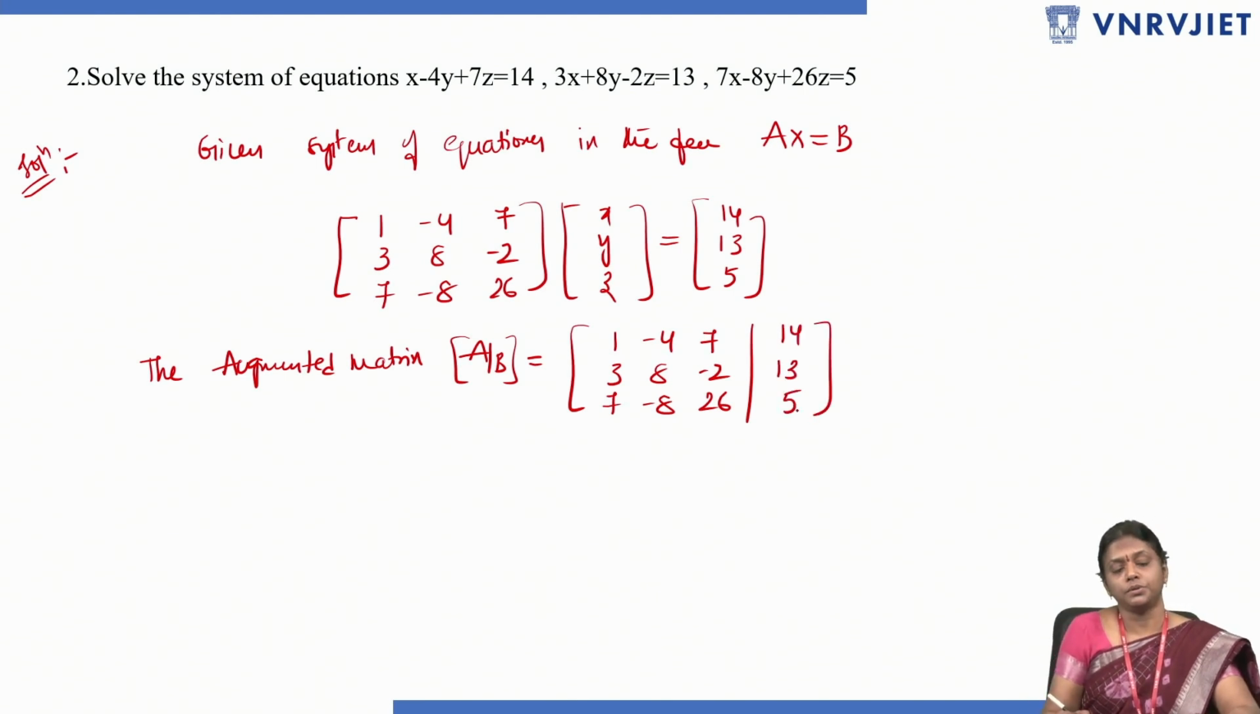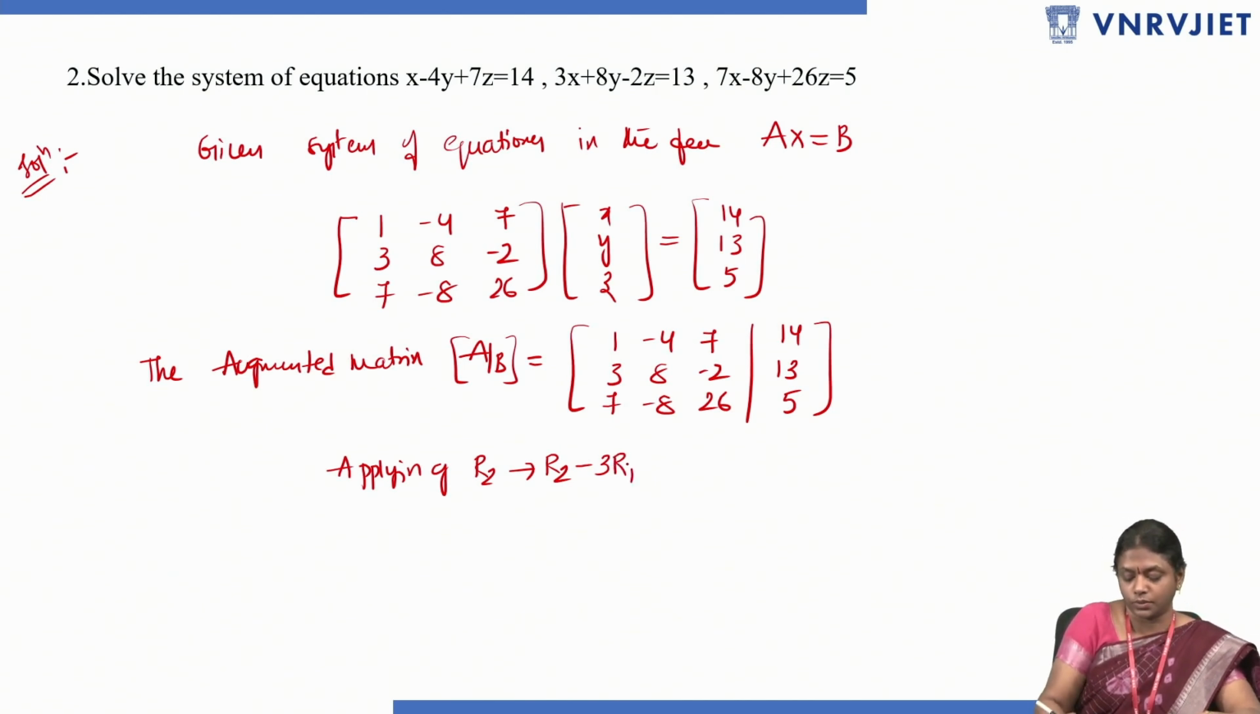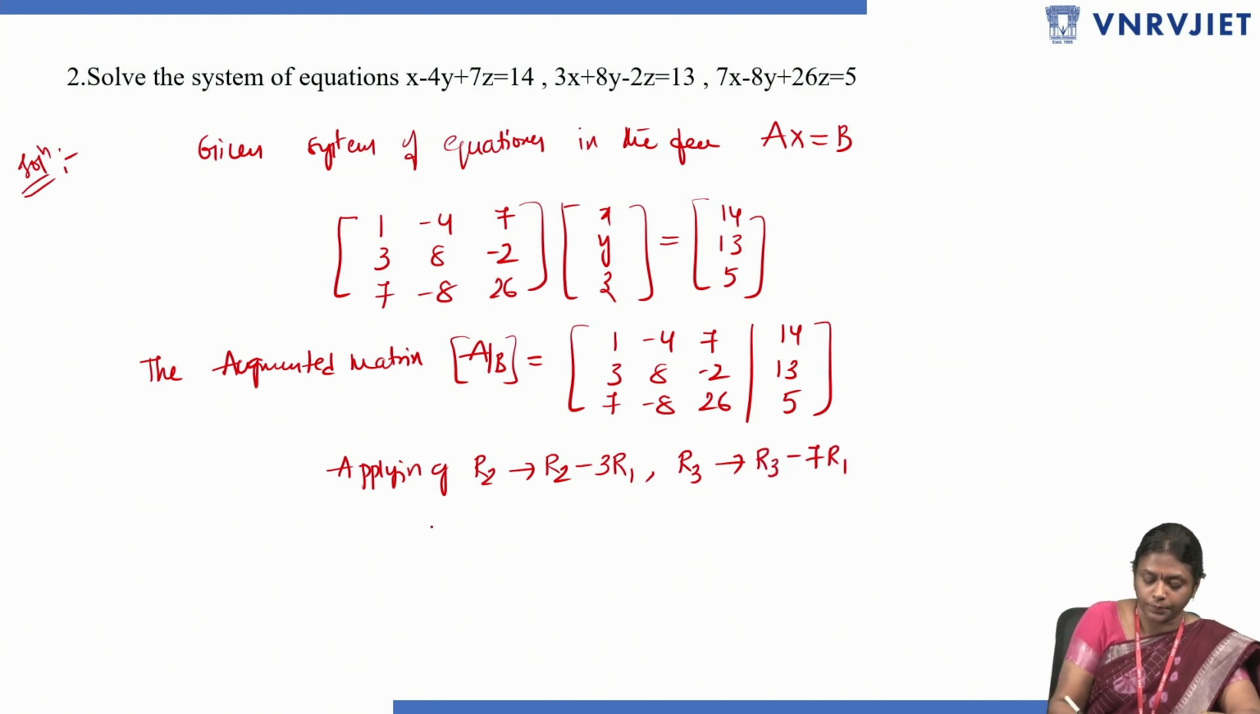Now I need to reduce this augmented matrix into echelon form by applying the elementary row operations. Now applying R2 tends to R2 minus 3 R1. Since you are having 3, it is 1. I'm multiplying again with the 3. 3 minus 3, that is going to be 0. Next, R3 we are having 7 and R1 you are having 1. Now multiplying R3 minus 7 R1.